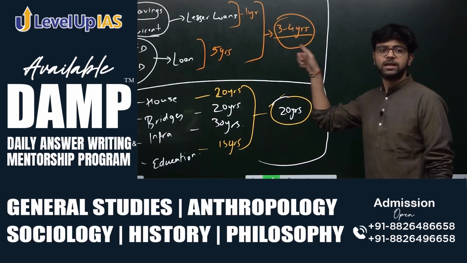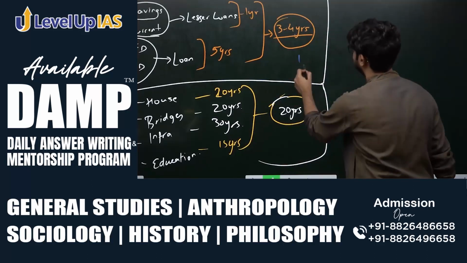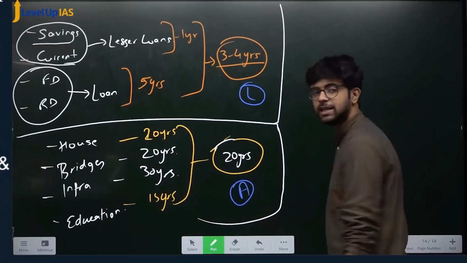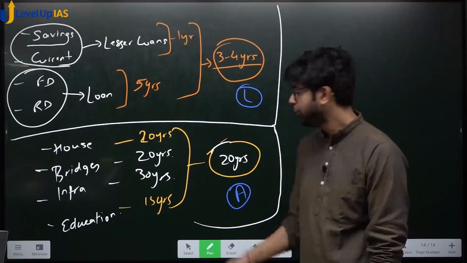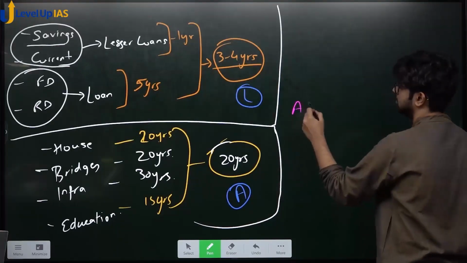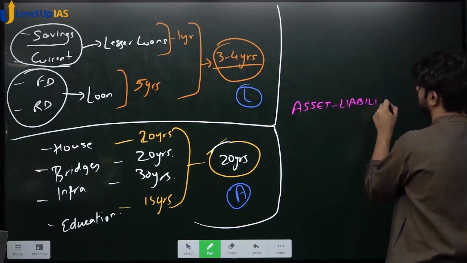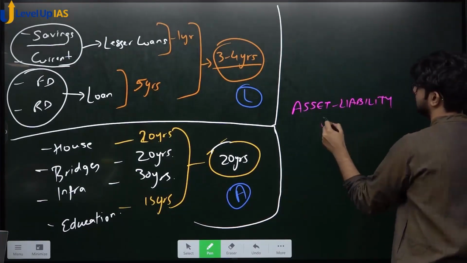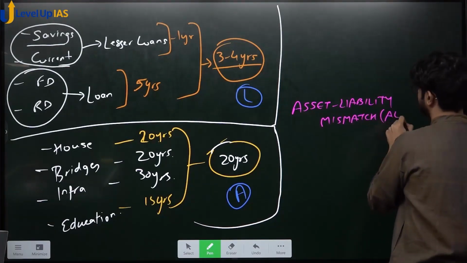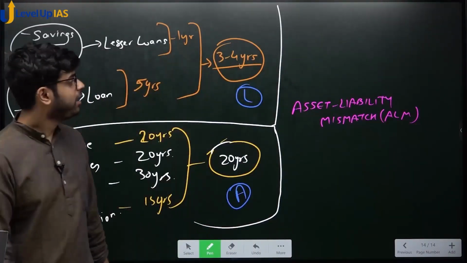Do these appear on the asset side or liability side? Liabilities. Do these appear on the asset side or liability side? Assets. Can I say there is a mismatch between my assets and liabilities? Duration of assets and liabilities. This problem is called the asset liability mismatch problem.